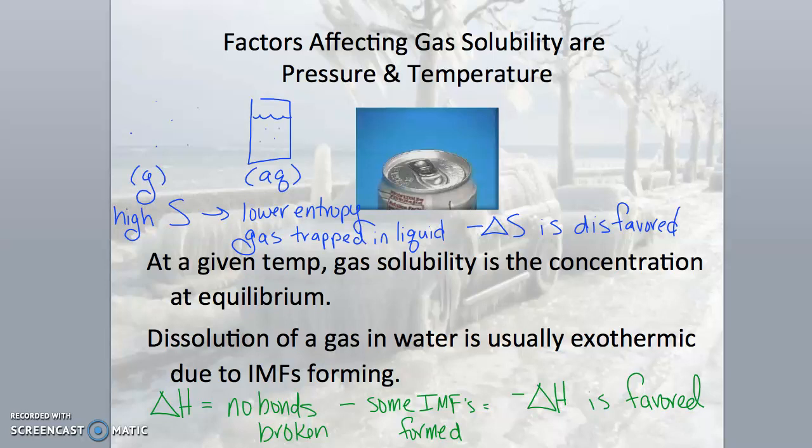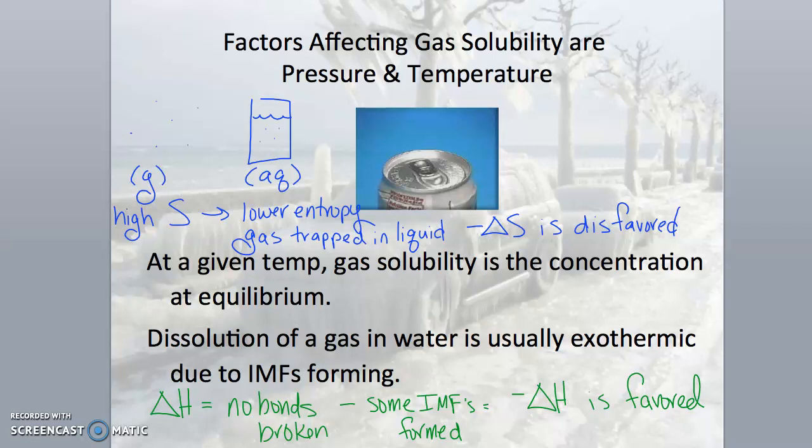This is Professor Corey, and today I'm going to talk about factors that affect gas solubility. In our previous lecture, we talked about predicting solubility, and we had two components we had to consider. We had to consider the enthalpy and the entropy of the system. When we look at the gas solubility, we're also going to have to consider these.